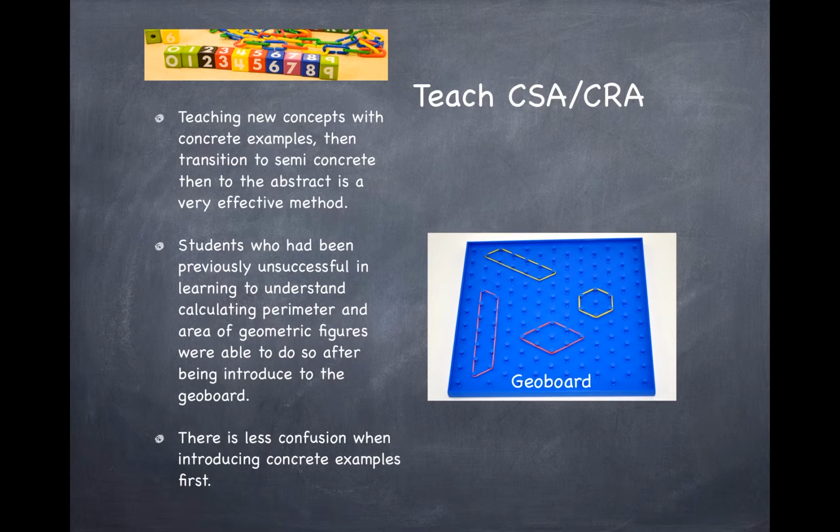The 7th teaching device is to teach using CSA/CRA techniques, which basically means teaching new concepts by giving concrete examples or devices to work with, then transitioning to semi-concrete, then ultimately to abstract. One example is a study done in 2002 by Case, Cates, Jackson, and Smith, where they used concrete manipulatives to teach 3 problem-solving skills involving calculating perimeter and area to secondary students who had exceptional learning needs and were unable to solve these problems previously.